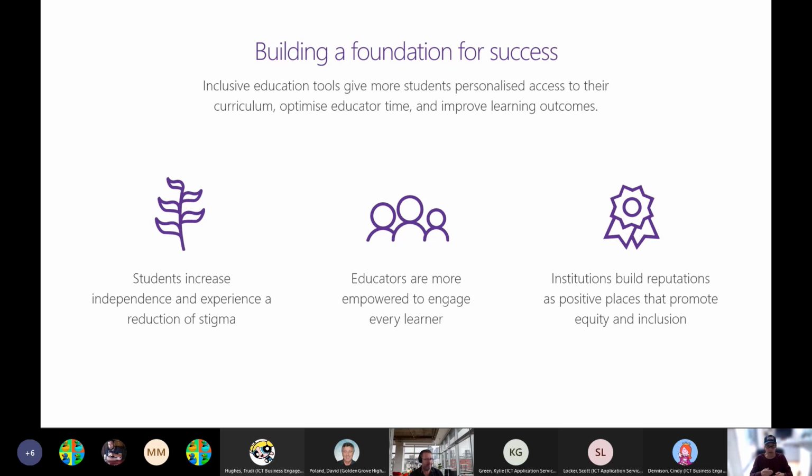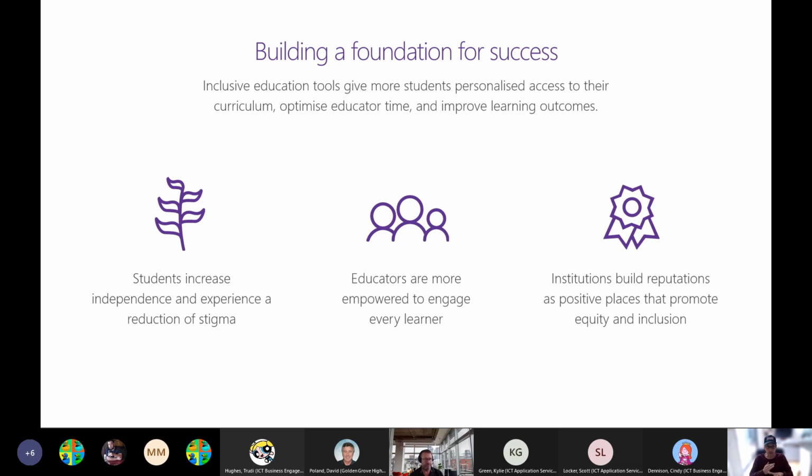We want to make sure that we optimize educator time as well. So again, making sure that the technology is working and making sure that it's not a burden to the teacher. And then lastly, of course, is improving learning outcomes, right? That's the business of schools, which is teaching and learning. And we want to make sure that students are doing exactly that. So these 3 pillars here are important to us in our inclusive classroom.